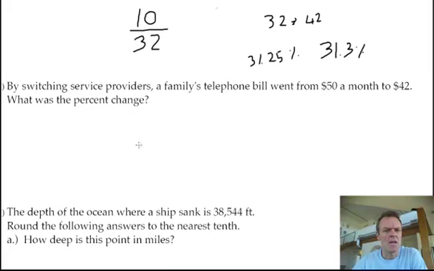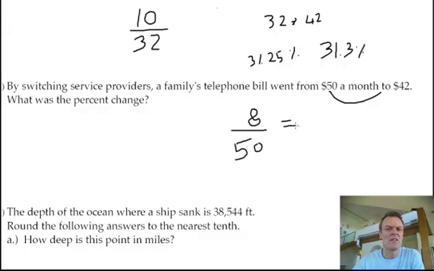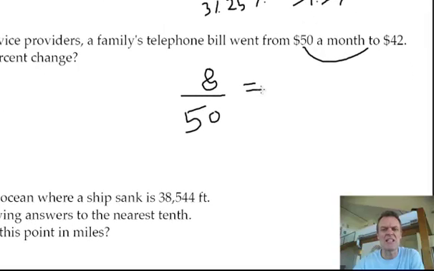Great. Let's have a look at this telephone one. It went from 50. Oh, it's gone down. So it's still a percentage change, but again, remember the original was $50. It looks like the change from 50 to 42 is 8. It went down by $8. Now, what is that as a percentage?